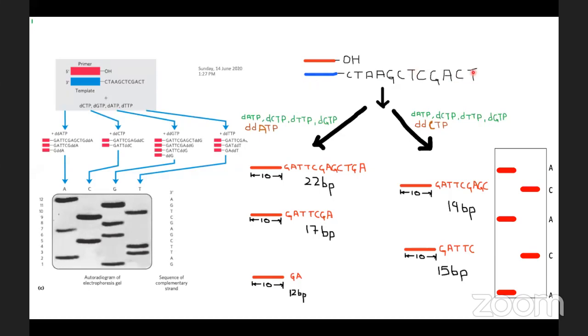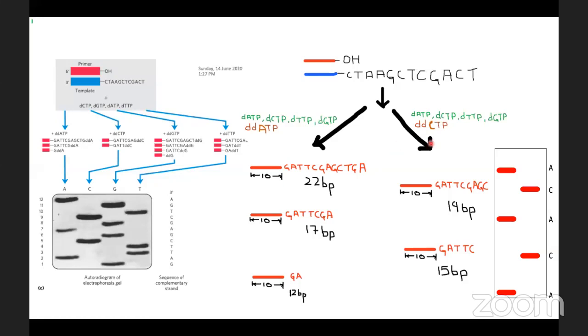So the end base is again T from this template strand. So what will happen? A will be incorporated here and chain will terminate here. So there are 3 different possibilities in the first reaction where I have added ddATP.